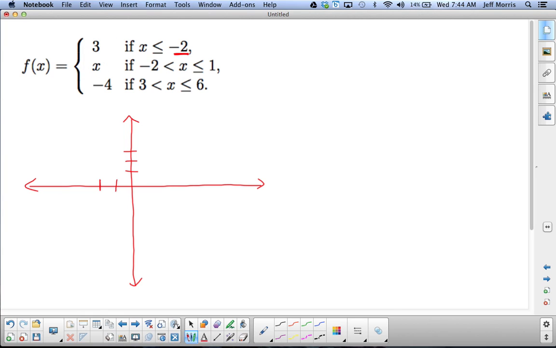So at -2, 3, I'll put a closed circle because it's less than or equal to. I'm going to graph it to the left. I want x to be less than or equal to -2. So there's the first piece.